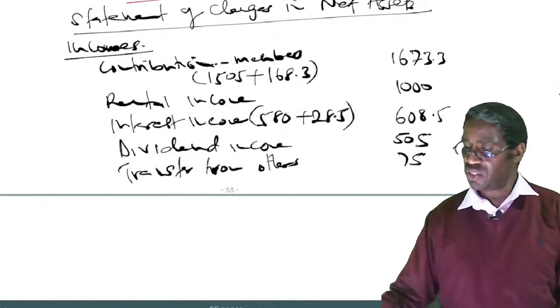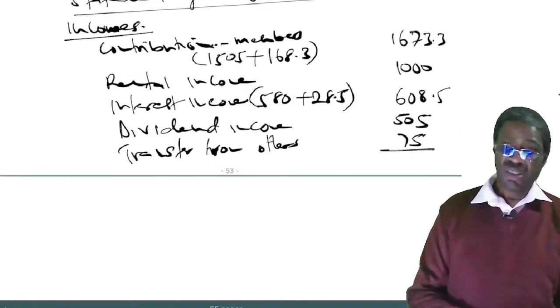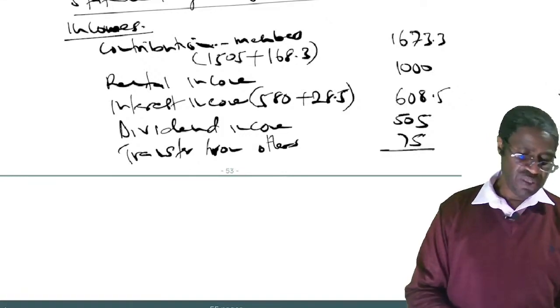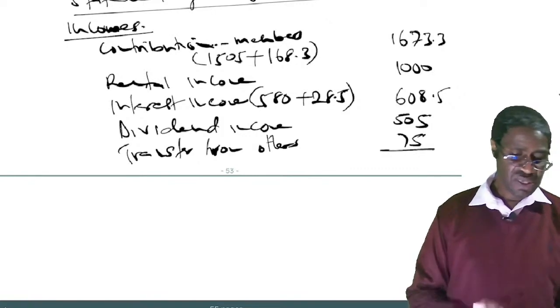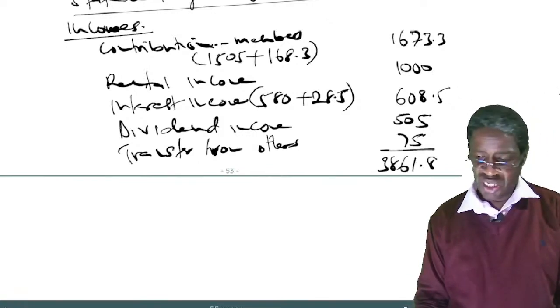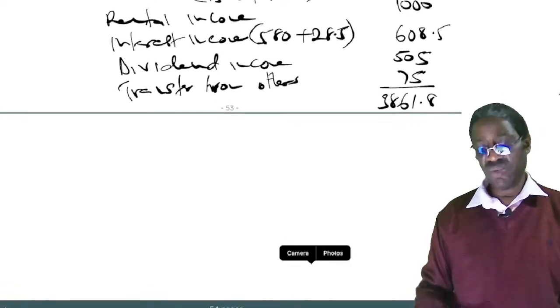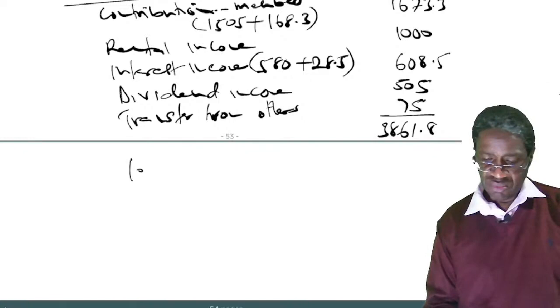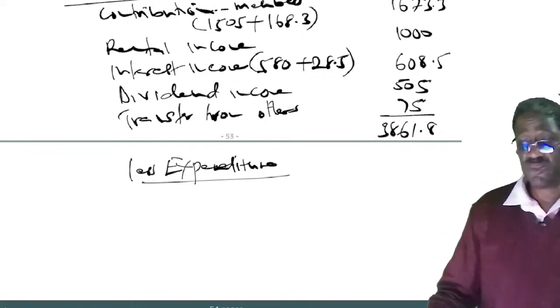So we can now get the total incomes, so that we minus our expenditures. This is 1673.3 plus 1,000 plus 608.5 plus 505 plus 75. That gives me 3861.8. I hope you are confirming my totals also. Good. From there, we less now the expenditures. We less the expenditure.